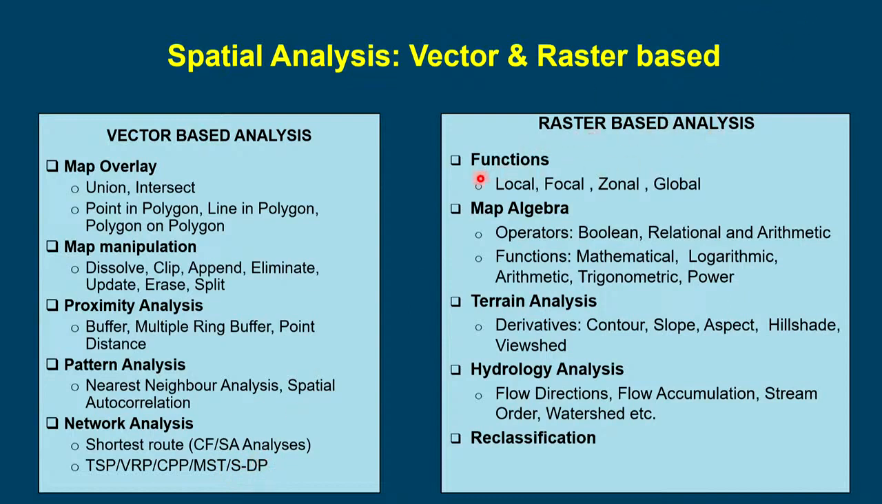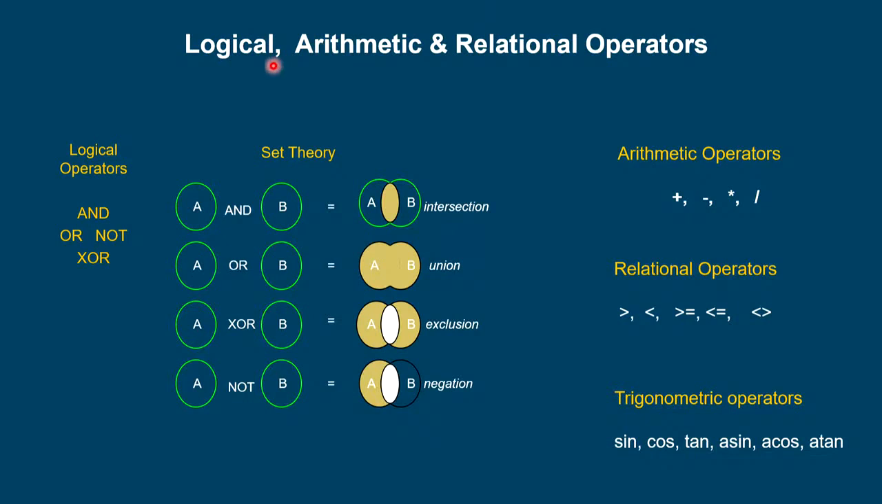Based on the raster data, you can see the functions are local, focal, zonal, and global functions available in the GIS system. Map algebra is there, like operations: Boolean algebra, relational, arithmetic. Functions may be mathematical, logarithmic, arithmetic, trigonometric, power, terrain analysis, derivatives, contours, slope, aspect, hillshade, viewshed, hydrology analysis, flow directions, etc. So here you can see the logical, arithmetic and relational operations like A and B.